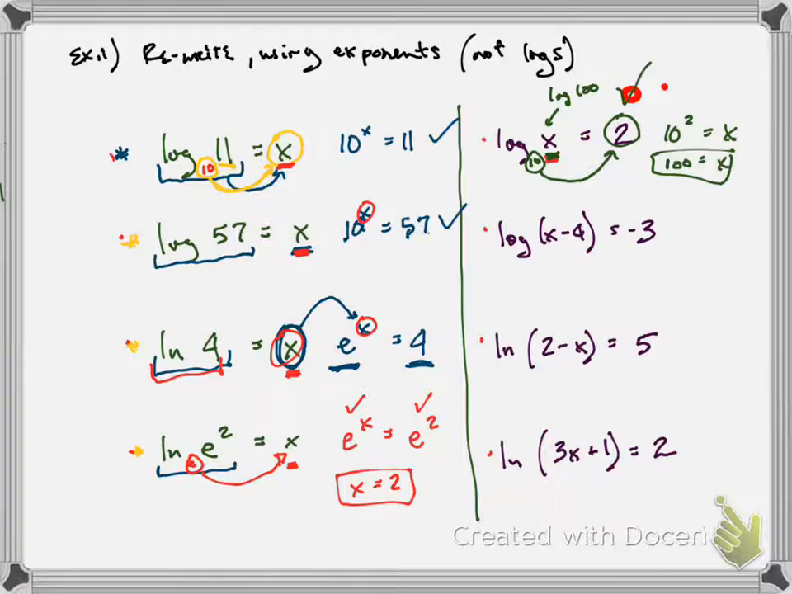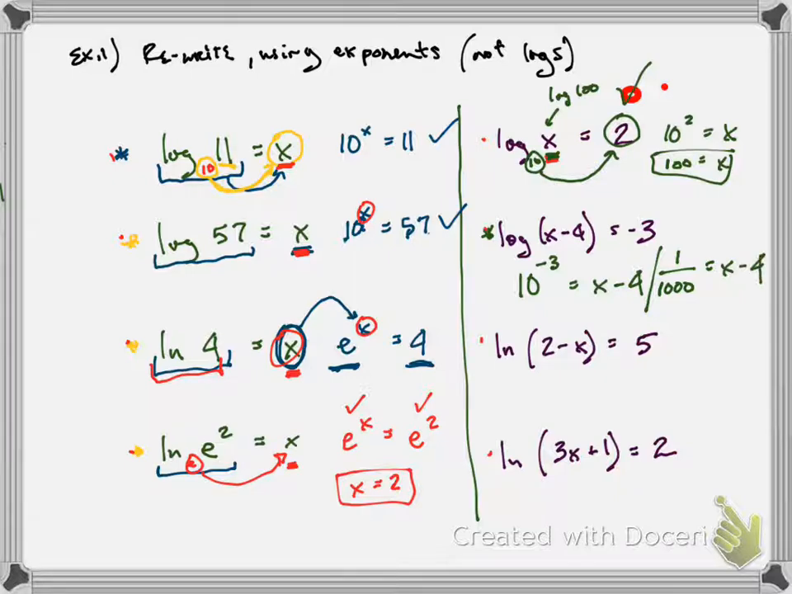The log of quantity x minus 4 is equal to negative 3. An alternate way to write that would be 10 to the negative third is equal to x minus 4. Remember, I don't have a ton of space here, but 10 to the negative third is the same as 1 over 10 to the positive third, and 1 over 10 to the positive third is 1 over 1,000. And so 1 over 1,000 is equal to x minus 4.